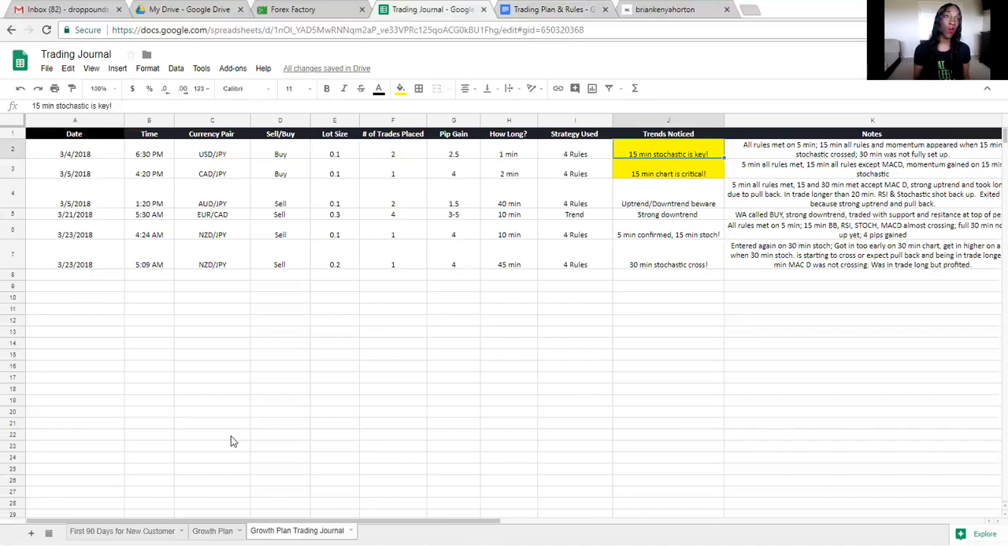How do you know when there's divergence, all these different things? Well, I learned that from journaling my trades. And that's the importance of journaling. If you're not journaling, you're not going to learn about the pairs that you're trading.